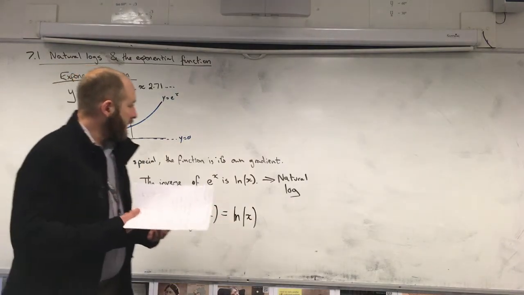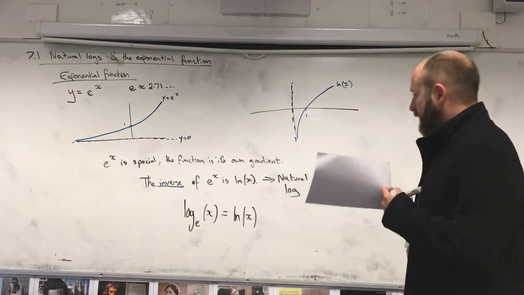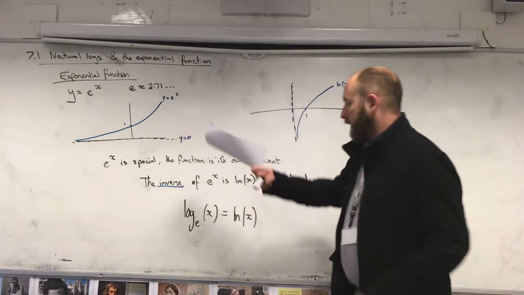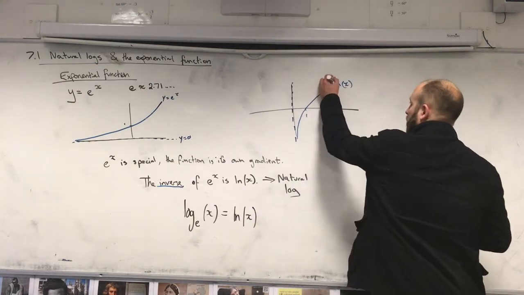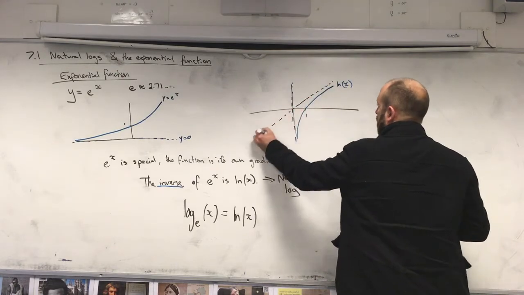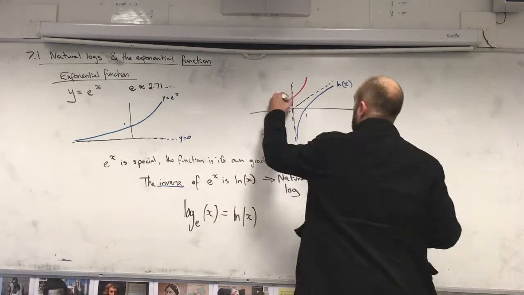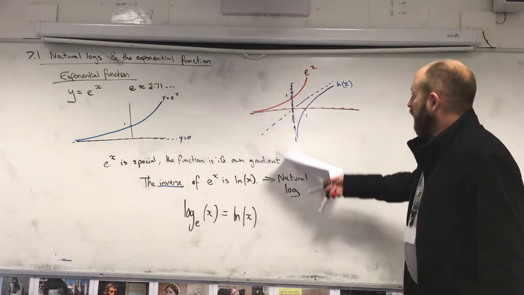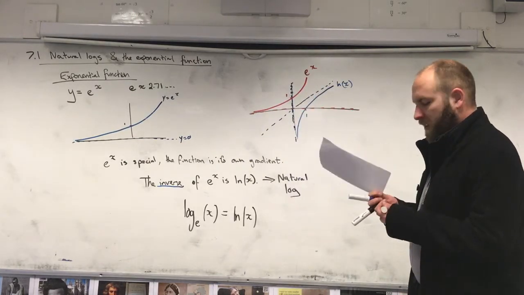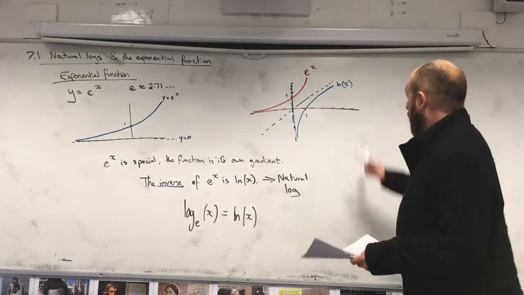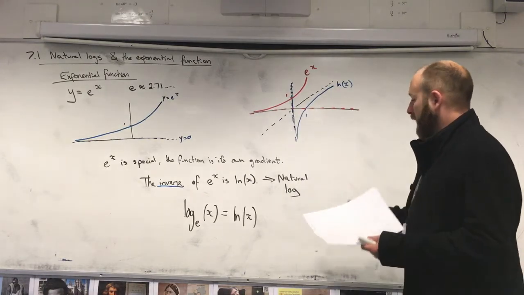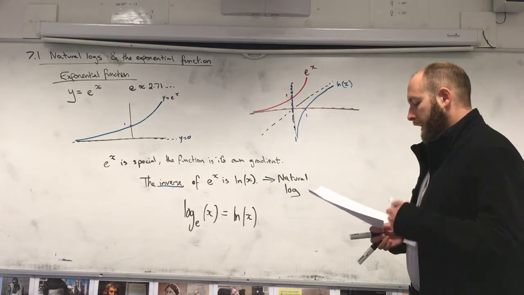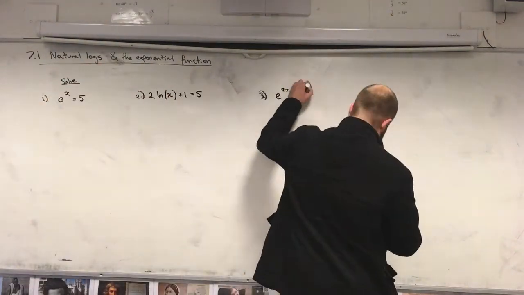We can sketch ln of x. And ln of x is basically the reflection of e to the x in the line y equals x. So if I put the reflection line there, we go, e to the x, reflection line, ln of x. So they are inverses of each other, we'll talk more about that next year. Asymptotes, there we go. So e to the x undoes ln of x.